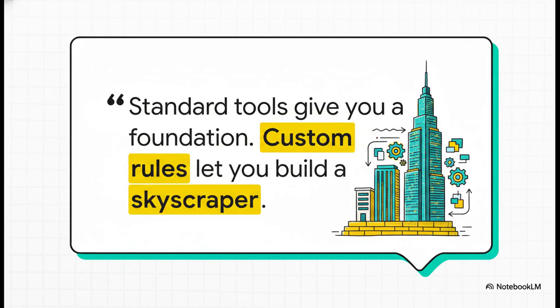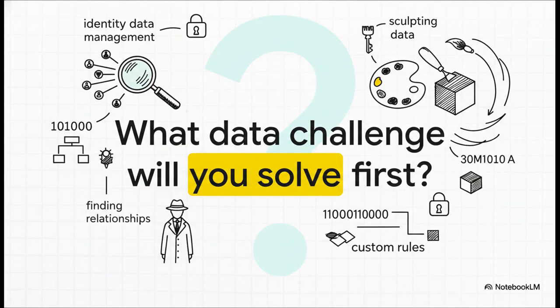I love this quote because it really captures the spirit of what we're talking about. Standard tools give you a foundation. Custom rules let you build a skyscraper. The out-of-the-box configuration is just your starting point. These rules are what let you build a truly sophisticated, custom-tailored identity solution. So now you know how to find relationships like a detective and how to sculpt data like an artist. The only question left is, what data challenge are you going to solve first?